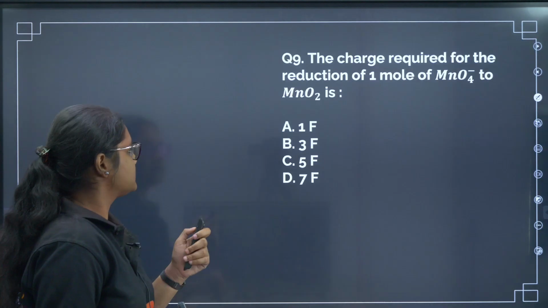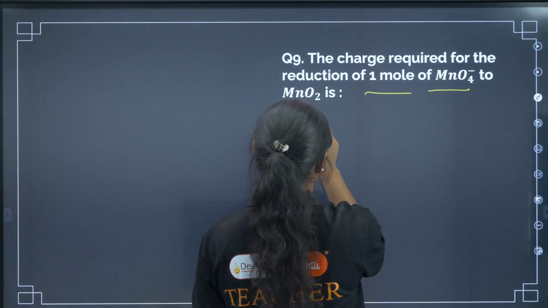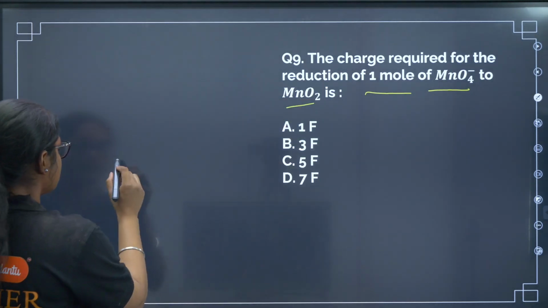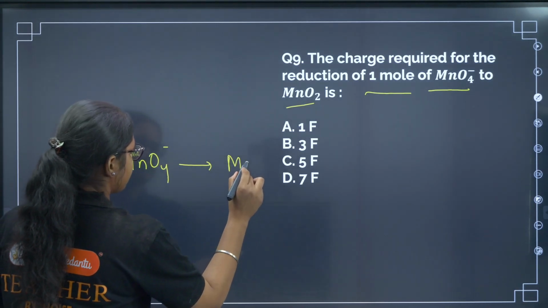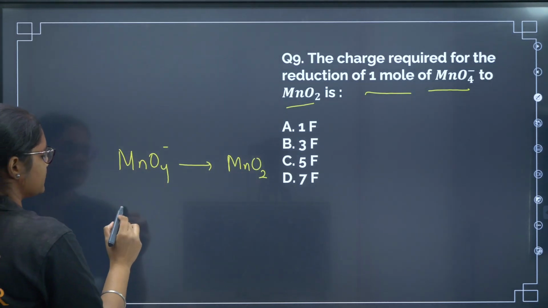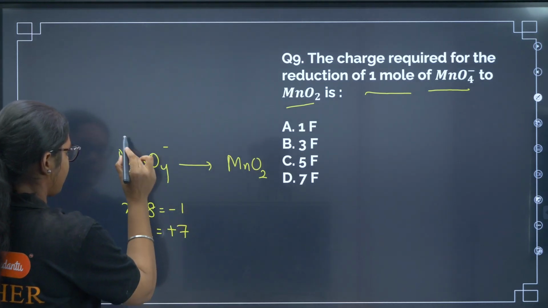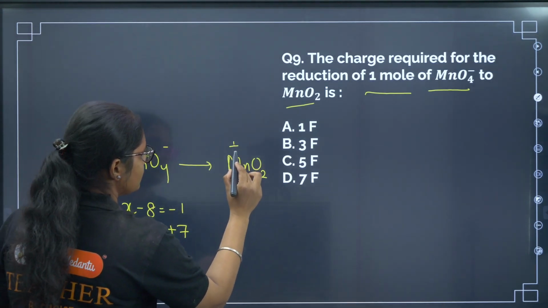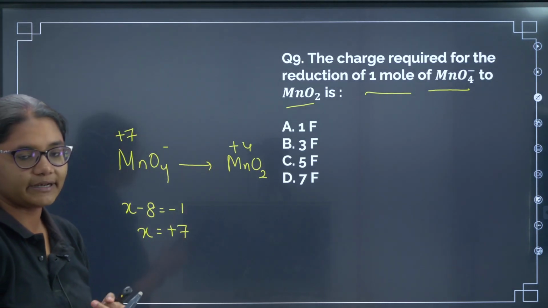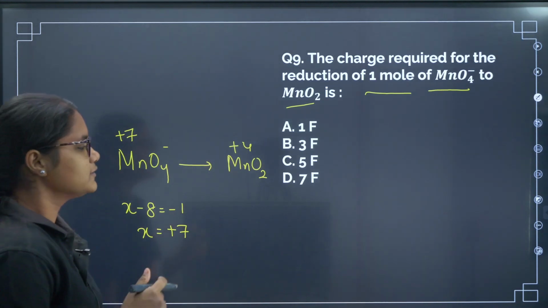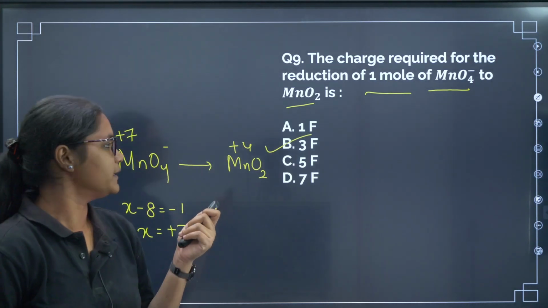Okay, fine. Next, the charge required for the reduction of 1 mole of MnO4 minus to MnO2. So what is the MnO4 minus to MnO2? The oxidation state of manganese here, X minus 8 is equal to minus 1. So X is equal to plus 7, right? Here it is plus 4, right? So from plus 7 to plus 4, how many electrons will be needed? 3 electrons, 3 moles of electrons. So 3 moles of electrons means 3 Faraday. So the correct answer for this question is option B.